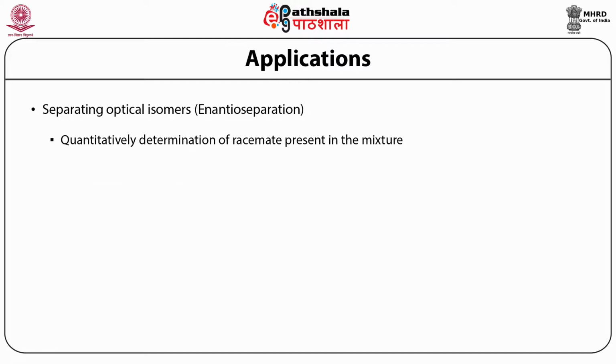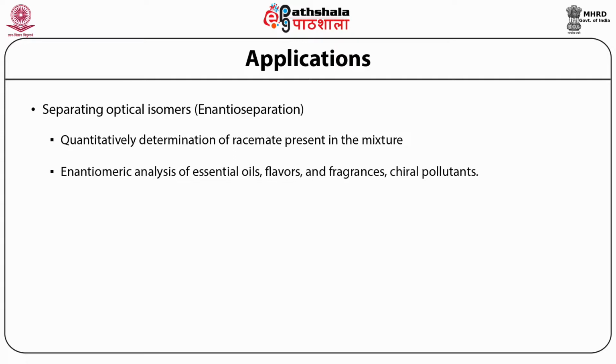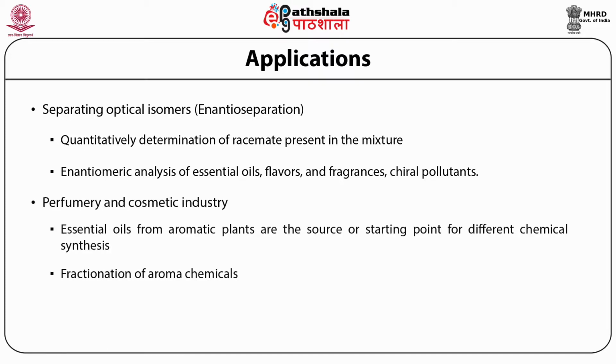It has been used in enantiomeric analysis of essential oils, flavors and fragrances, and chiral pollutants. Essential oils from aromatic plants are the source or starting point for different chemical syntheses. Aroma chemicals can be fractionated using gas chromatography, and these fractions can be used in different industrial applications, such as in perfumery, cosmetics, pharmaceuticals, food, flavor and fragrance sectors.